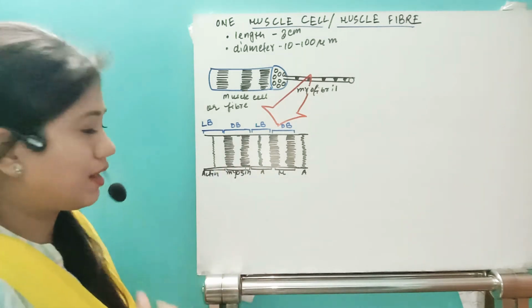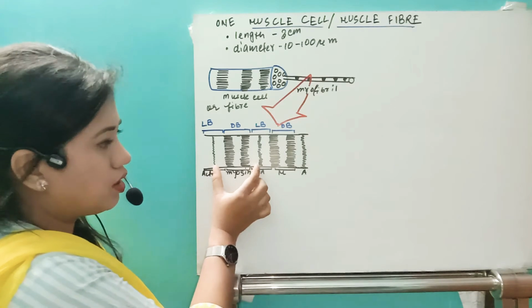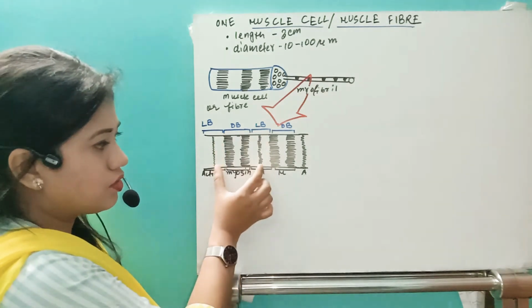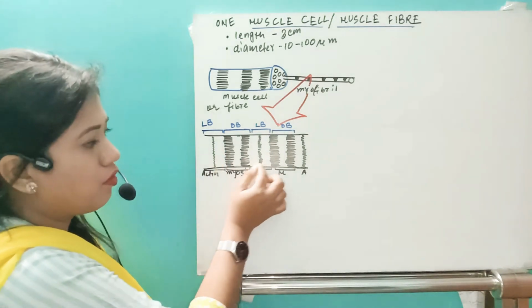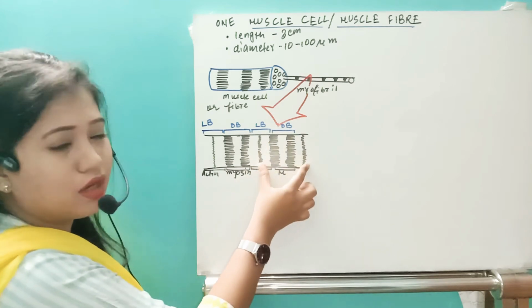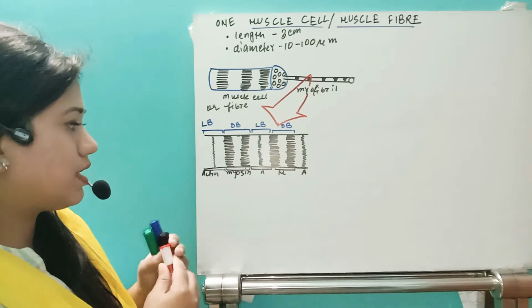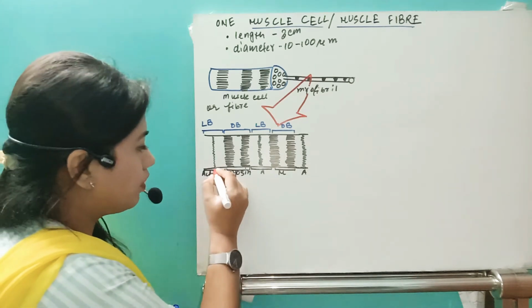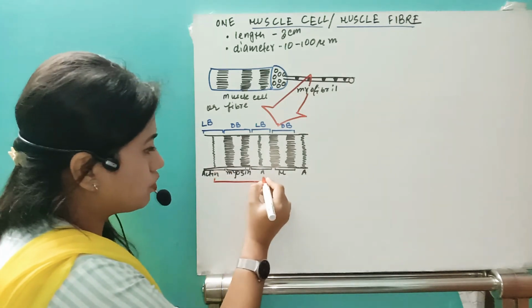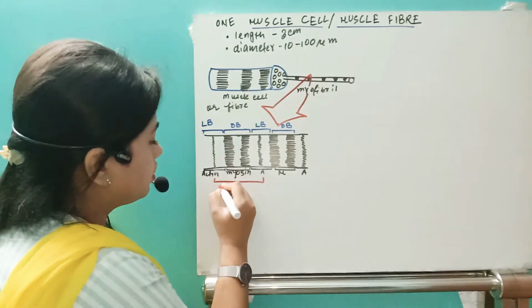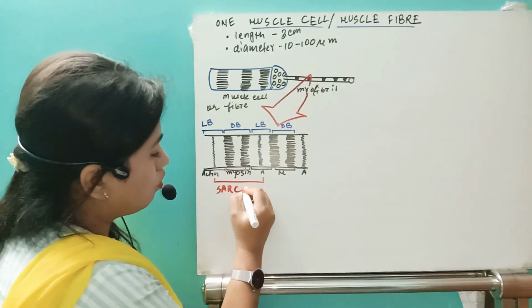This sarcomere is the functional unit of the muscle which is going to contract and relax. From here to here, this is one sarcomere. From here to here, this is another sarcomere. So let us see what that sarcomere is. Sarcomere will be from this to this. So this is the sarcomere.